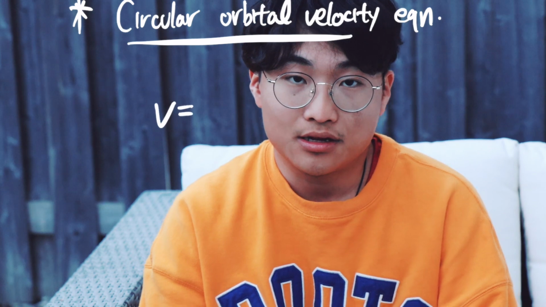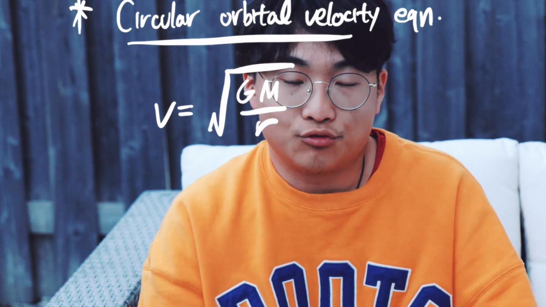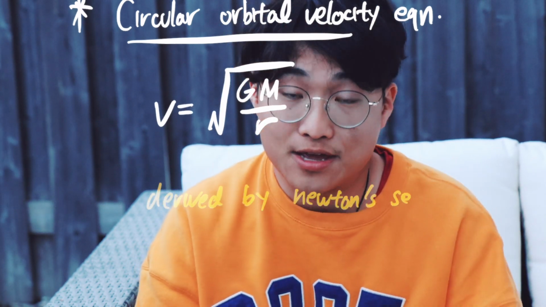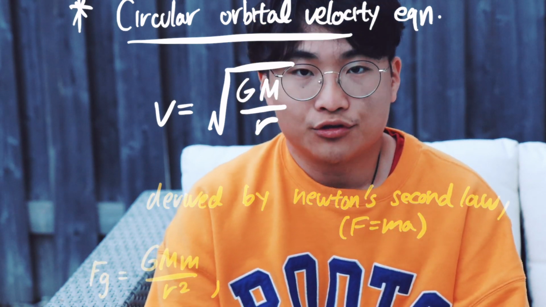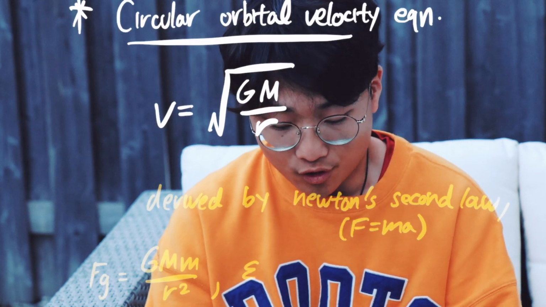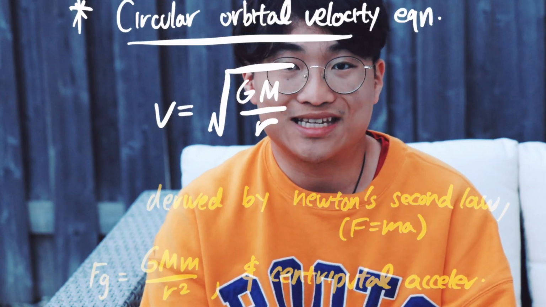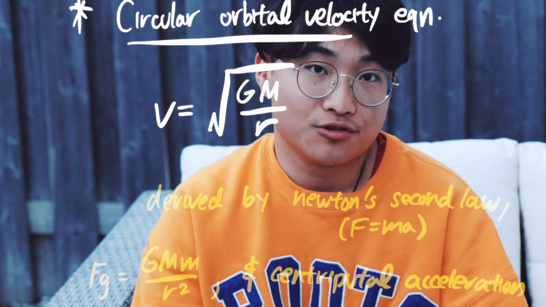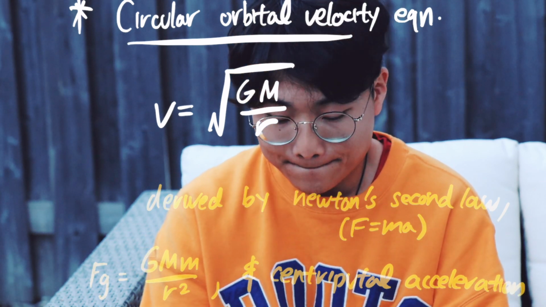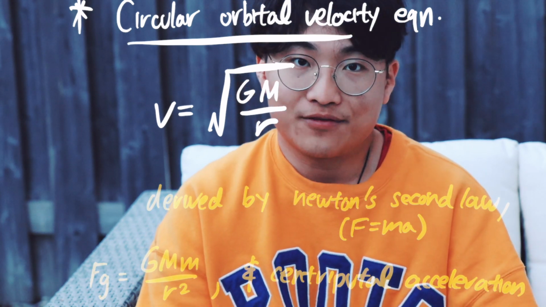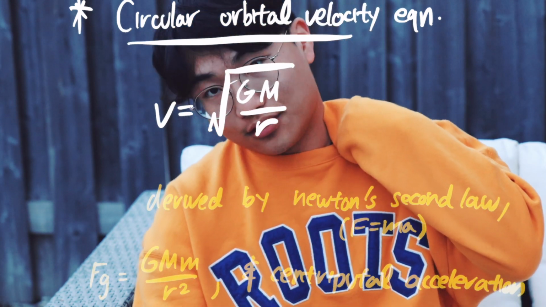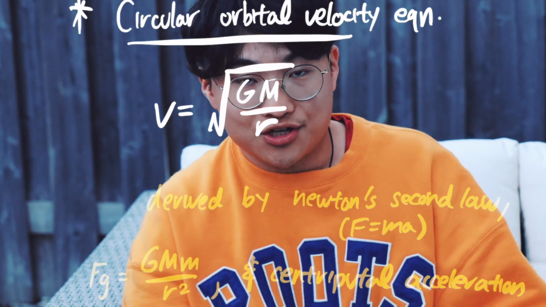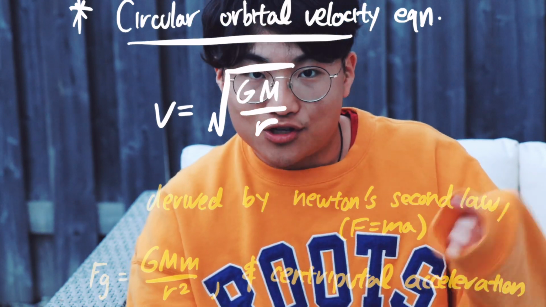There's another equation that we learned that has to be applied in order to get our final delta V equation, which is the circular orbital velocity equation. V equals the square root of GM over r. This is derived from Newton's second law. You guys should know F equals ma, and the universal gravitational law, which is Fg equals GMm over r squared. Don't confuse it with the potential energy, which is negative GMm over r.